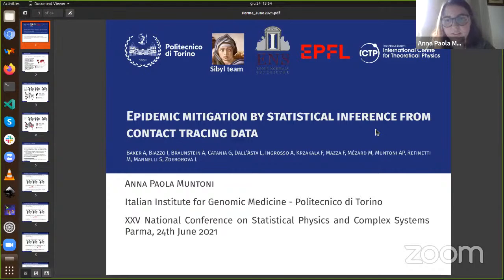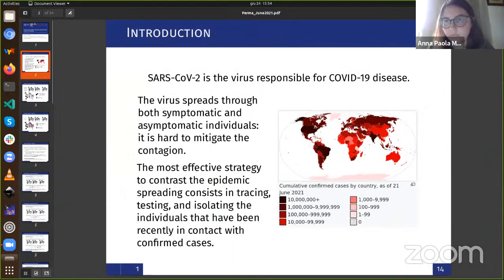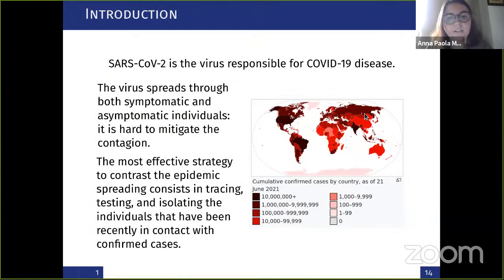I don't need to introduce the problem to you, I suppose, because everyone knows what COVID-19 disease is now. I just want to stress a few things about this pandemic. The first thing is that the virus can spread through both symptomatic and asymptomatic individuals. That's why it is very hard to mitigate, because asymptomatic individuals don't show symptoms but are able to infect other individuals.